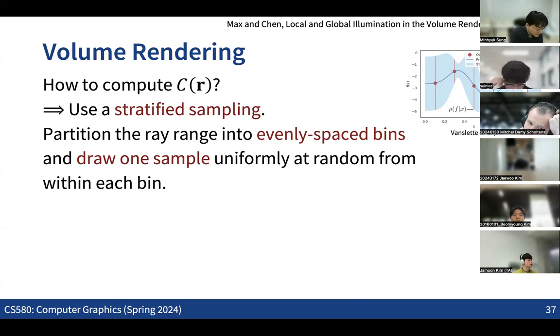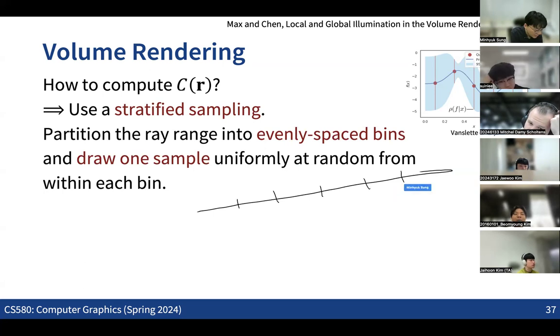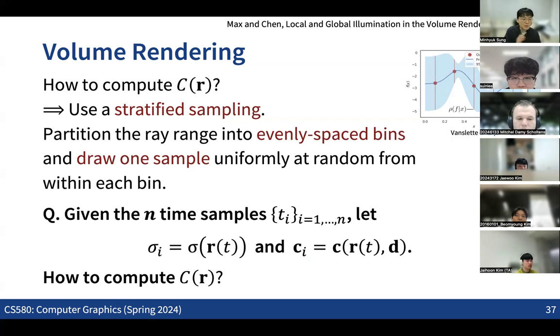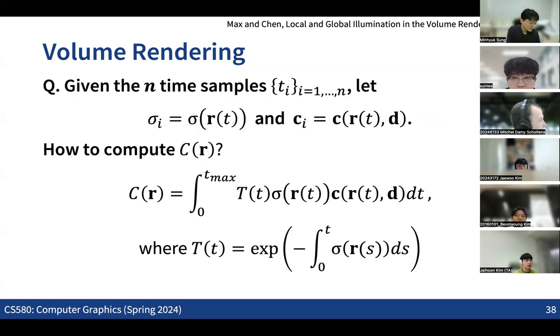So let's think about the case where we make an estimate by having n regions, n intervals along the ray, and taking one sample in each. Let's say we have n samples, and for each point we take the opacity information and also the incoming radiance information. Given all this information, with n discrete samples carrying the density, the opacity here, and the radiance, how can we exactly calculate this integral?